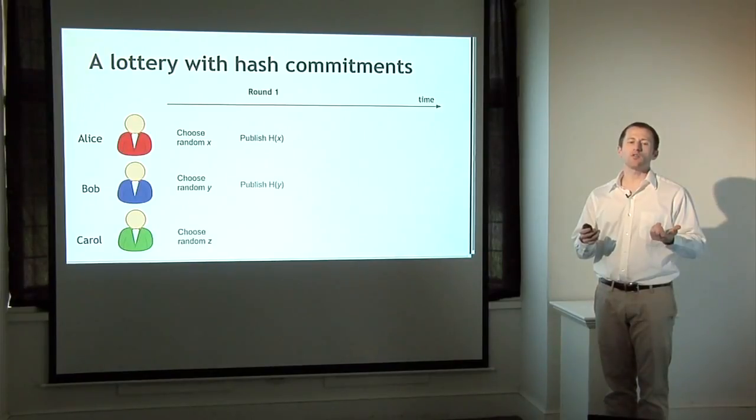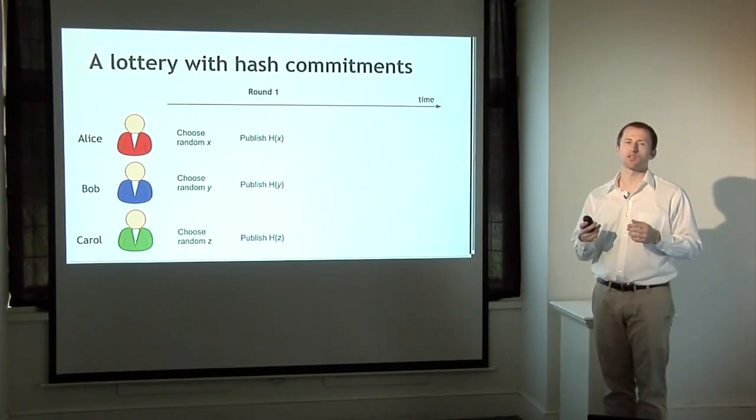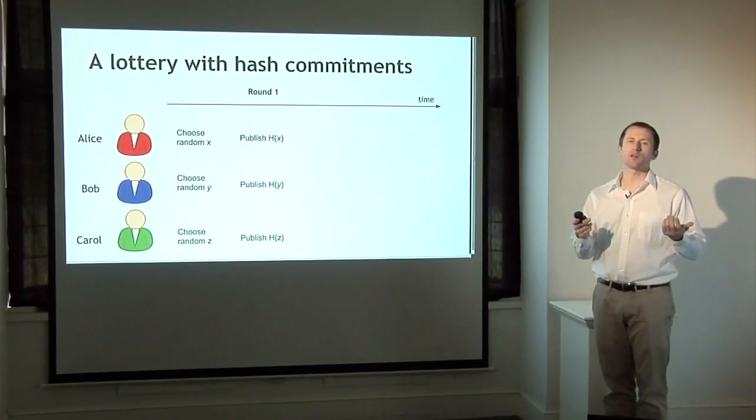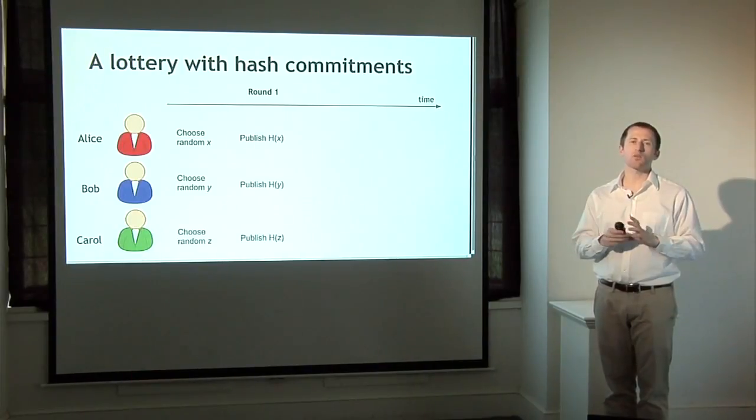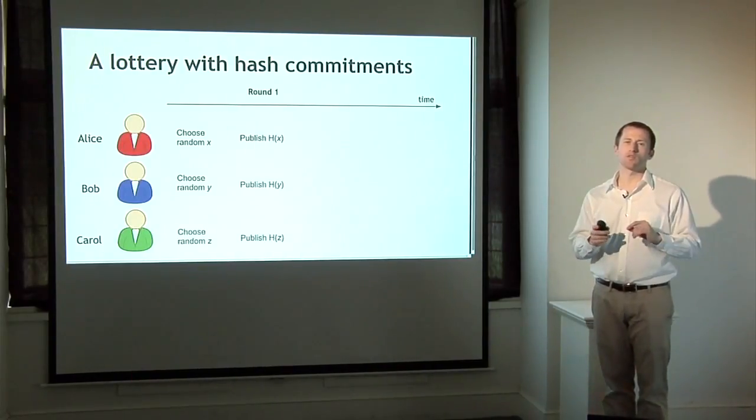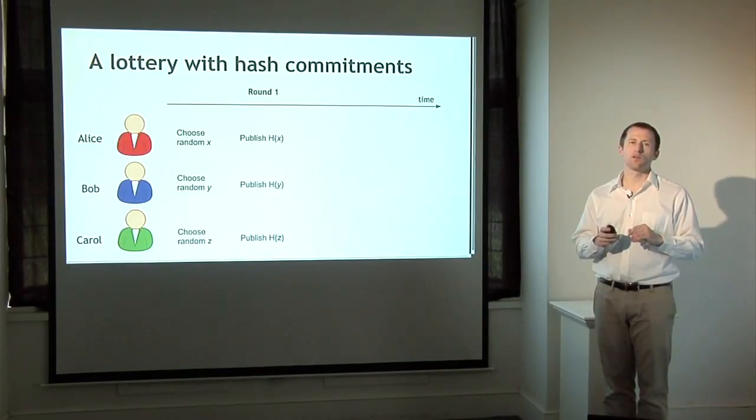In round one, everybody is going to publish a commitment to their random data. So all three parties are just going to publish a hash of the random number that they chose. And remember, this doesn't reveal anything about the random number as long as it's chosen from a large enough space. So say each one of them chooses a 128-bit random string. They can publish the hash of that. No worries, they haven't given away any useful information.